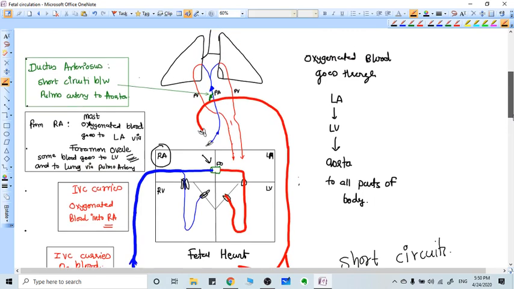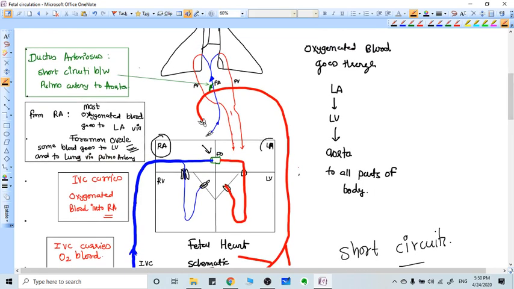Now, this was the second short circuit. From the left atrium, the blood goes into the left ventricle. As usual, from the left ventricle, the blood goes into the aorta. From the right ventricle, a very small amount of blood goes into the lungs. But again, the third short circuit comes here, and its name is ductus arteriosus. This ductus arteriosus carries blood from the pulmonary artery to the descending part of the aorta. You can see here it is green. The green vessel is carrying blood from the pulmonary artery to the descending aorta.